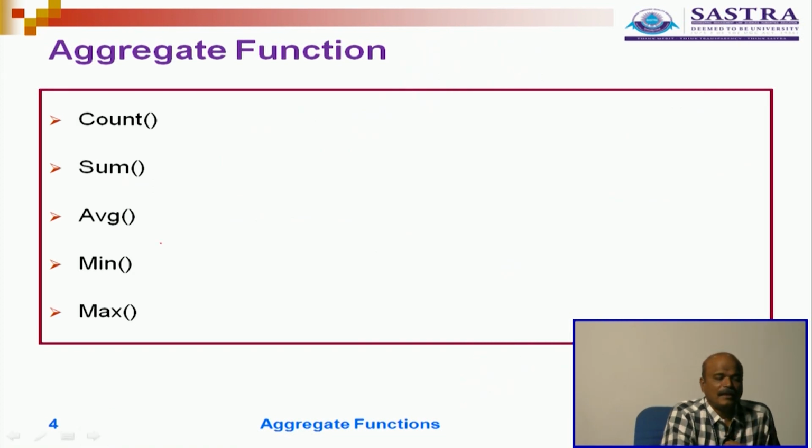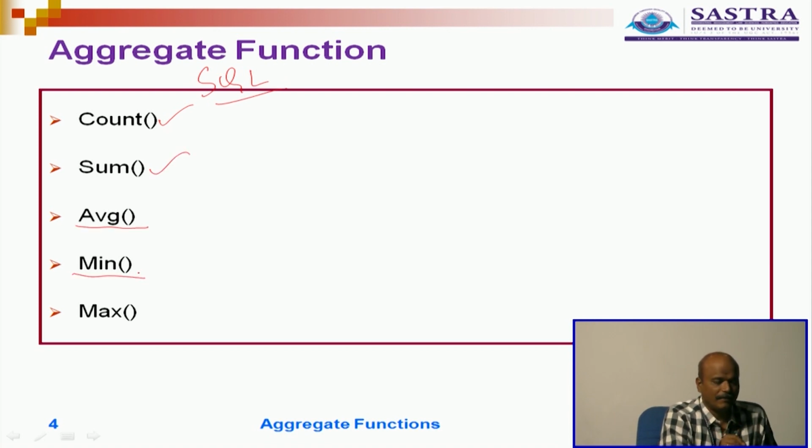These are the various aggregate functions available in SQL. The name of the first function is count. The second function is sum. The third function is average. The fourth function is minimum, and the fifth function is maximum. What is the objective behind the count function, or when to use this count function?